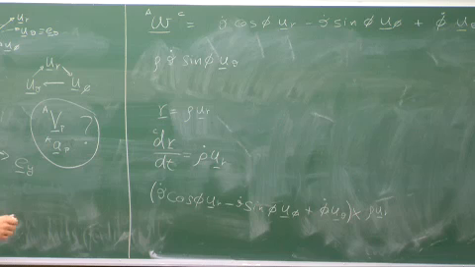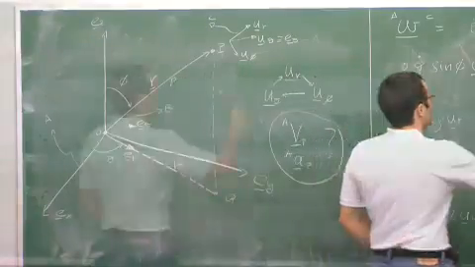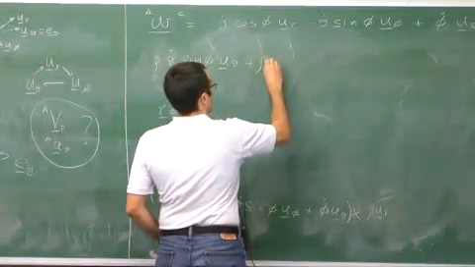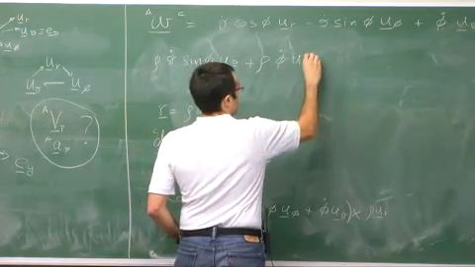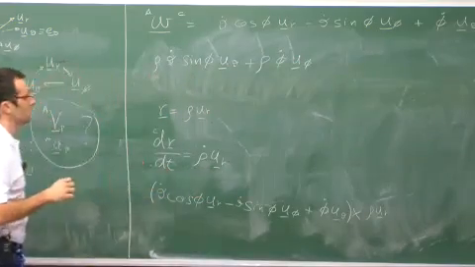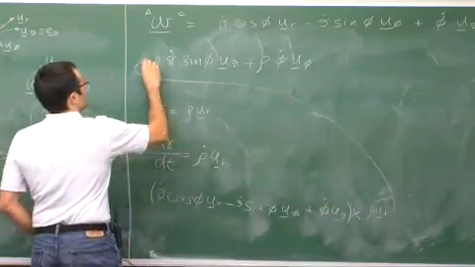And then we have U theta cross with UR. That's U phi. So I have rho phi dot U phi. So this is what I get here. Okay?